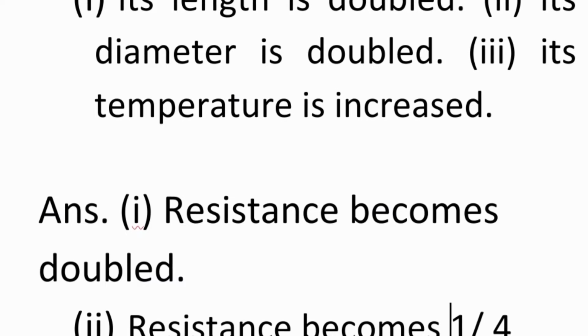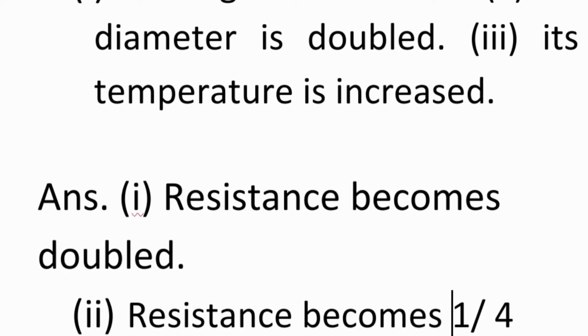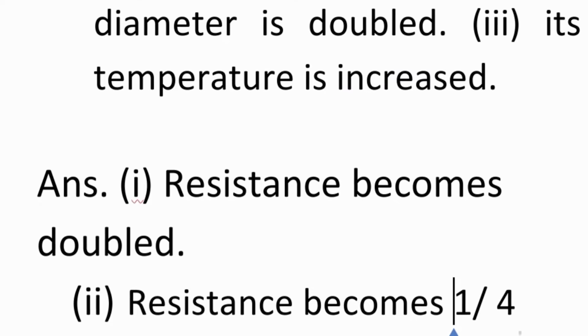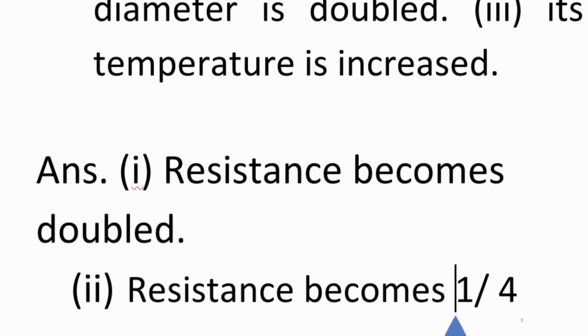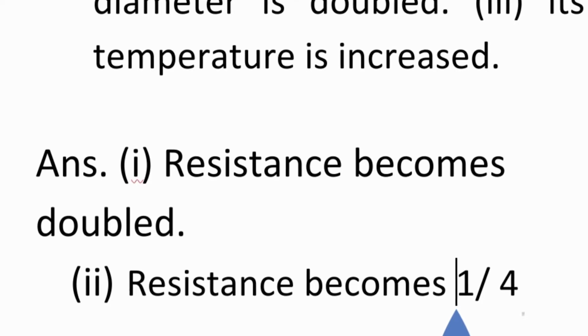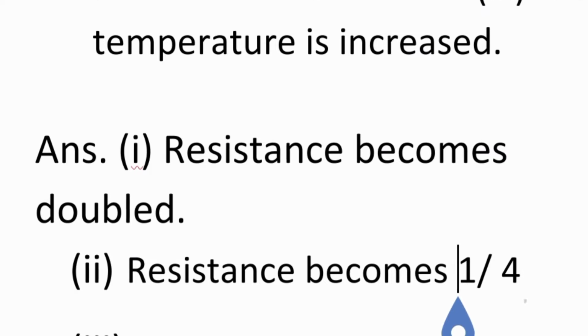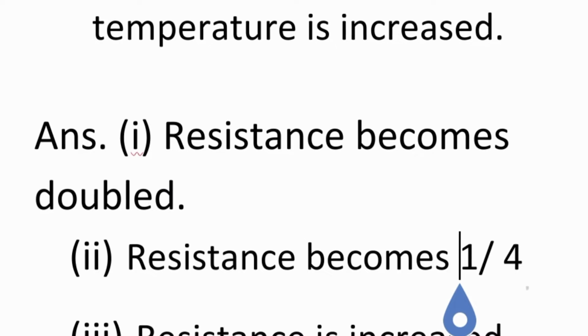Now what about the second question? Its diameter is doubled. If the diameter of the wire is doubled, what will happen to the resistance? Yes, the resistance is inversely proportional to the area of cross section, right? That is, R is proportional to 1 by A. So in this case, the diameter is doubled. So what will happen? The resistance will become 1 by 4 times.